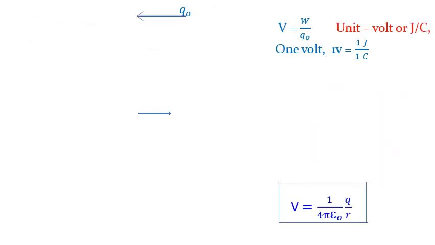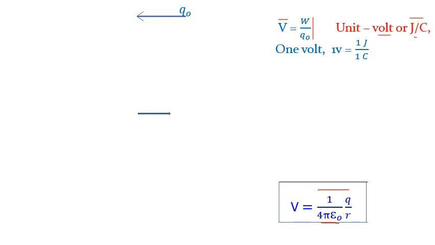Finally, we got this formula. Speak it out in rhythmic form: electric potential is 1 upon 4 pi epsilon 0 q upon r. Now we have to write down the unit of this electric potential. From the basic formula, V is work done per unit charge. We can write the unit as joule per coulomb or volt. These are the units of electric potential.